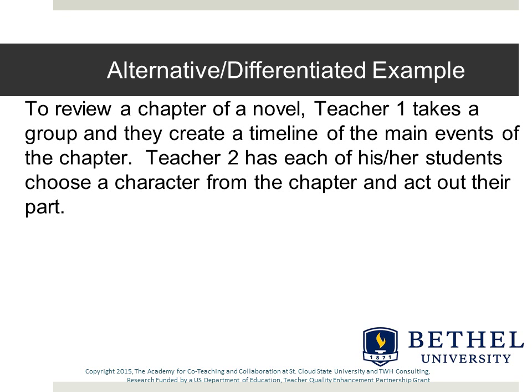Here's an example of a time in which you could use the alternative or differentiated method of teaching. One example is to review a chapter of a novel. So teacher 1 could take a group and they would create a timeline of the main events of the chapter. And then teacher 2 would take a group and have each of his or her students choose a character from the chapter and act out their parts.